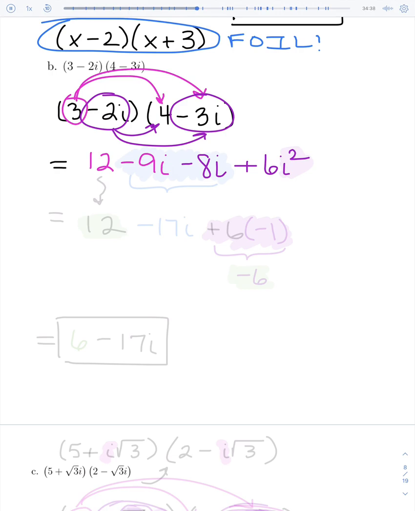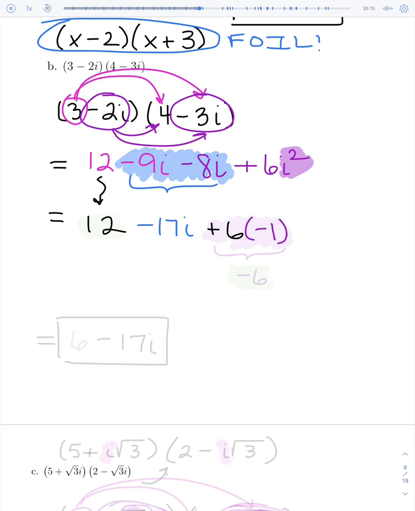And let's see, continuing right along, same thing that we would do normally after FOILing would be combine our like terms. We've got a negative 9i and a negative 8i. Those can get added up and will become a negative 17i. We still have our positive 12 that can get brought down. The other difference here is we can leave that plus 6, but I want to replace that i squared, just like all of these, with a negative 1.